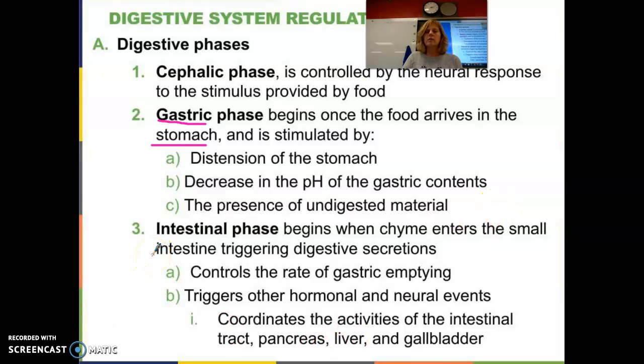And then the intestinal phase. Remember, that chyme, that sort of cookie dough substance that food is broken down to in the stomach, now passes through the sphincter that leads into the small intestine, the pyloric sphincter, and the sphincter controls how quickly that can pass through there, and stuff passes into the small intestine. This triggers lots of body responses, both hormonal and neural, meaning that nerves are stimulated, and this coordinates the activities of the intestinal tract and those accessory organs, the pancreas, the liver, the gallbladder.